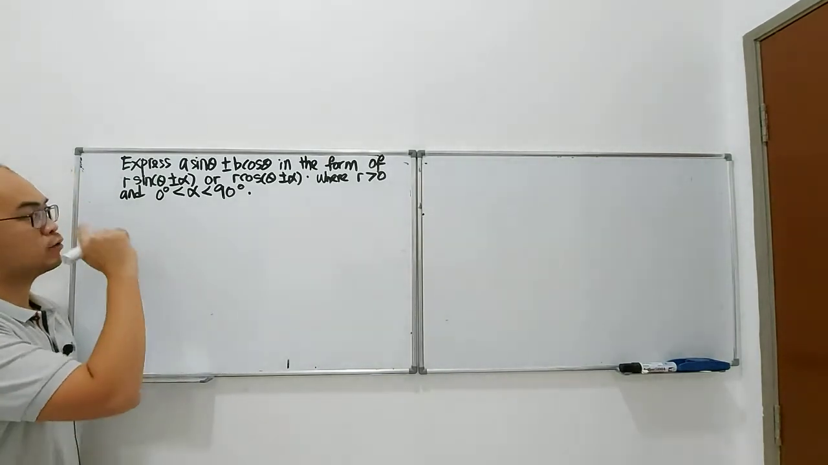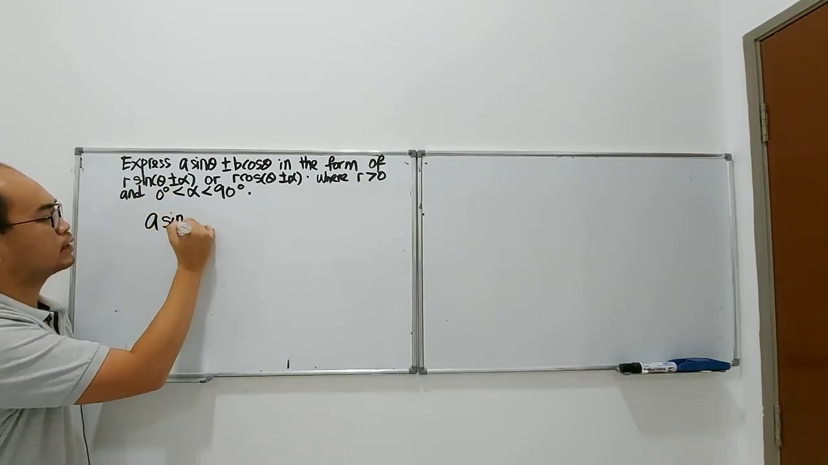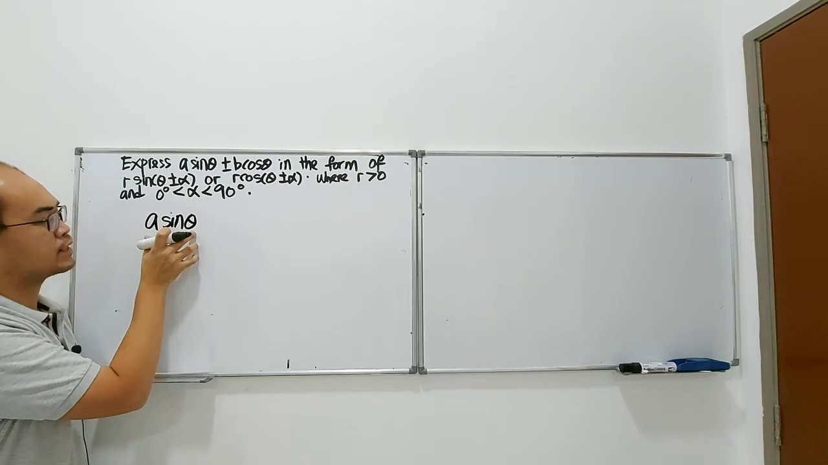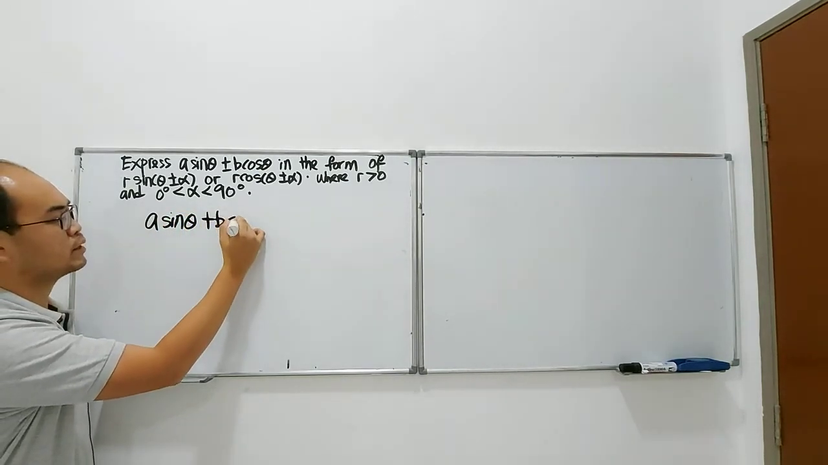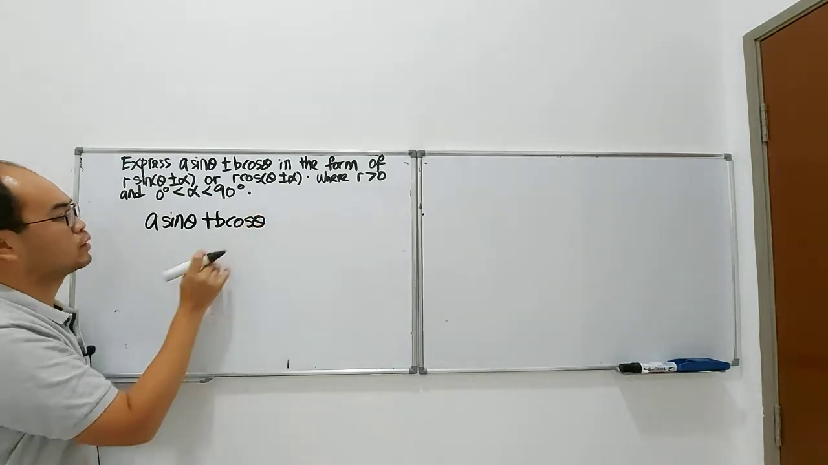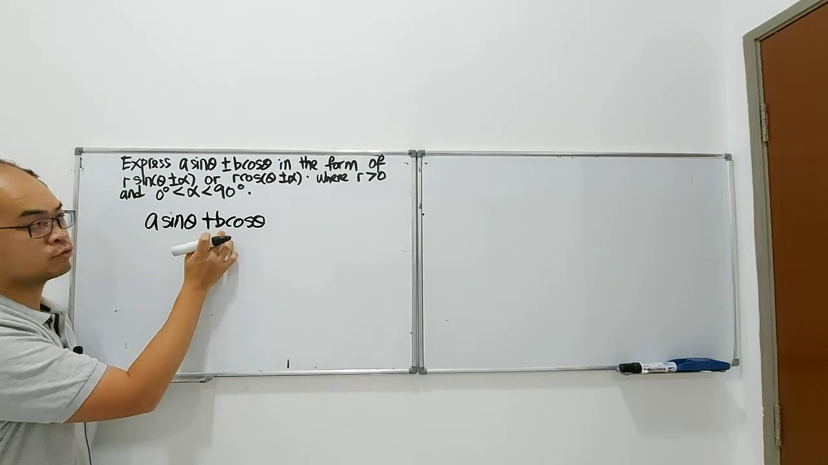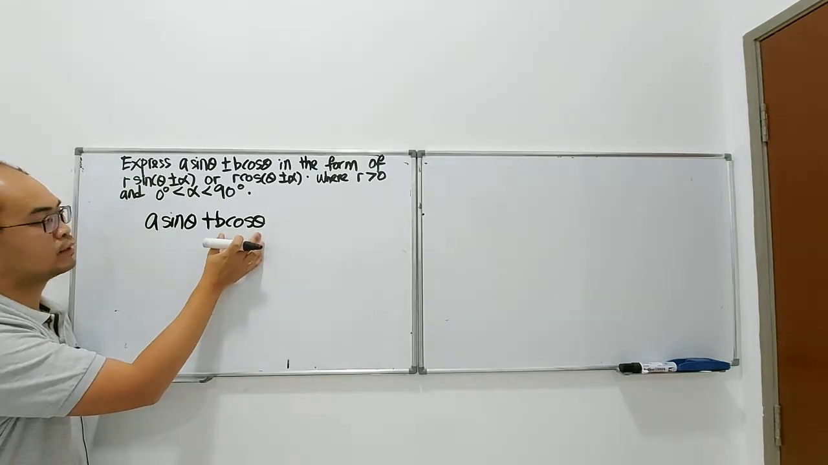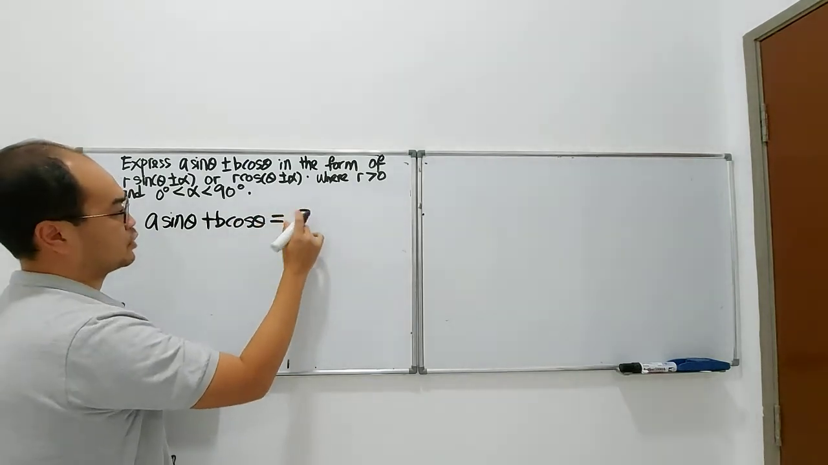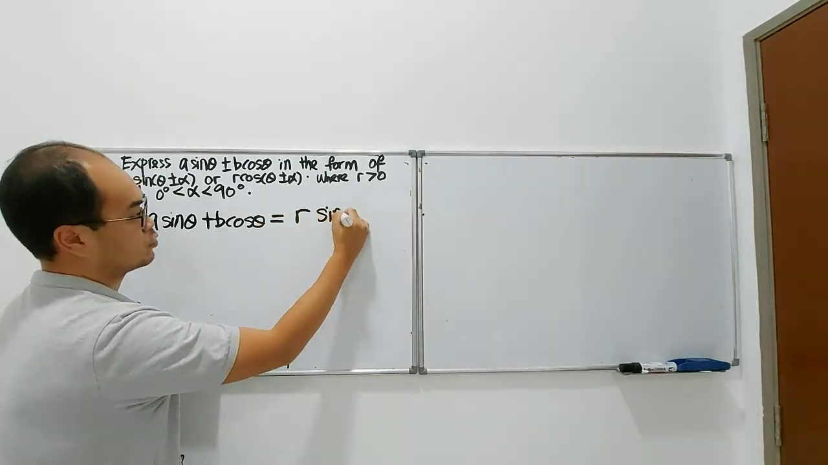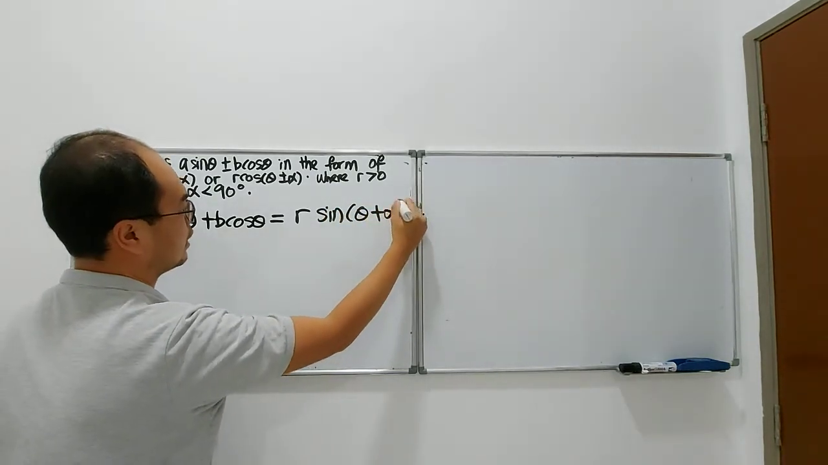formula, and how to derive the formula. For example, if I have an expression with a sine, generally a sine theta plus b cos theta, how do I convert this, let's say 2 sine theta plus 3 cos theta? You can let it be a suitable expression, for example, r sine theta plus alpha.